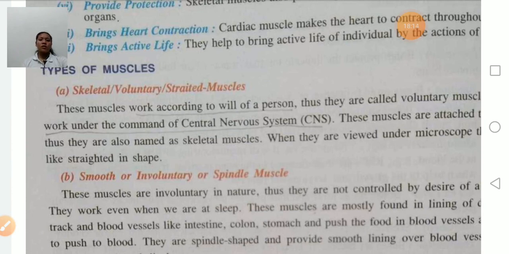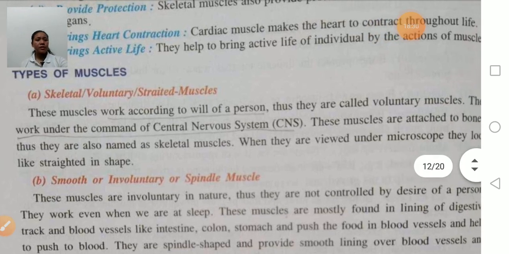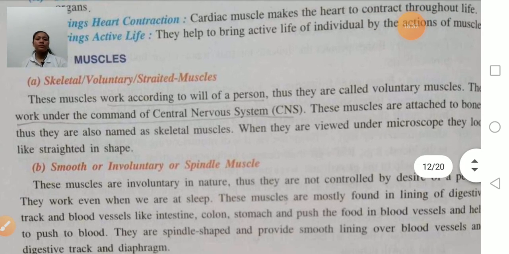Skeletal muscles, or voluntary muscles, or striated muscles. These muscles work according to the will of a person. For example, the muscles attached to the bones, thus they are also known as skeletal muscles.